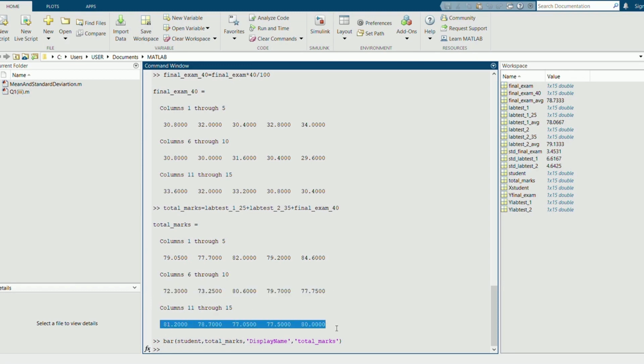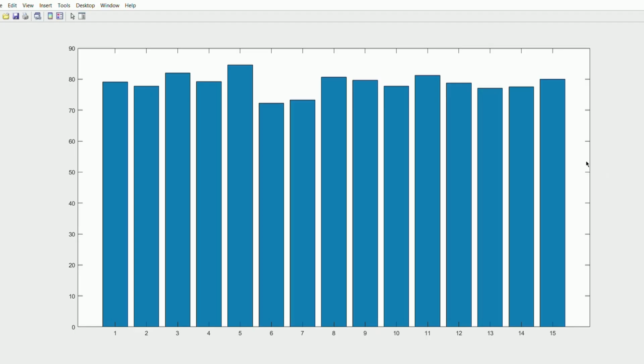Then I do the bar graph of student versus total mark. There is the graph for total marks. That's all from me. Thank you.